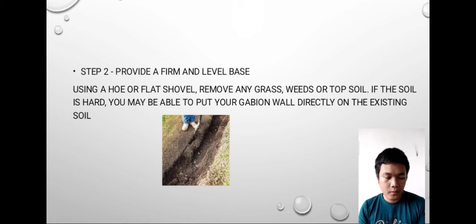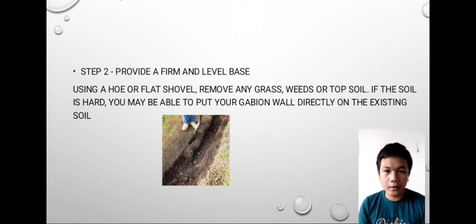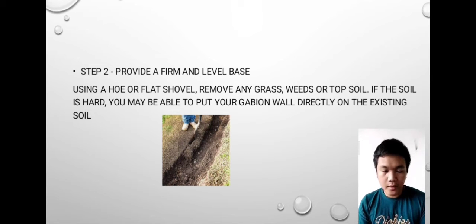Step 2, provide a firm and level base. Using a hoe or flat shovel, remove any grass, weeds, or topsoil. If the soil is hard, you may be able to put your gabion wall directly on the existing soil. So, kinahanglan nato siya buhatan o gagianan ang gabion fence para pas gahay ang iyang pundasyon.